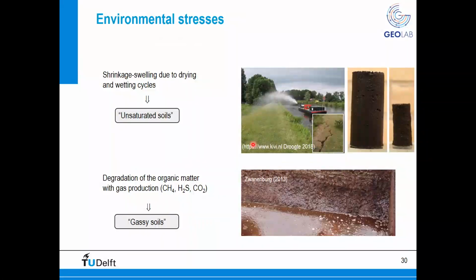But actually for peat and especially highly organic material, there is another problem related to climate stresses, which is the degradation of this material. There is production of gas, which is coming from the biological degradation of this material, promoted also by increasing temperature. And actually peat develops gas. So inside our peat layer, we often see bubbles of methane and carbon dioxide. And here we call it gassy soil. So there are some conceptual differences between unsaturated and gassy soil.